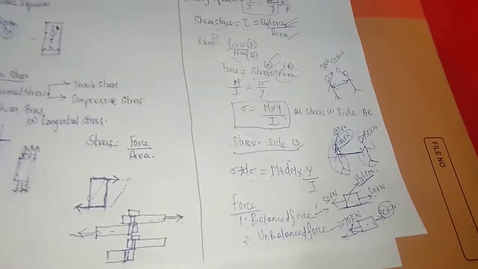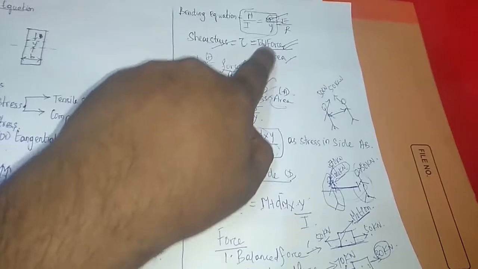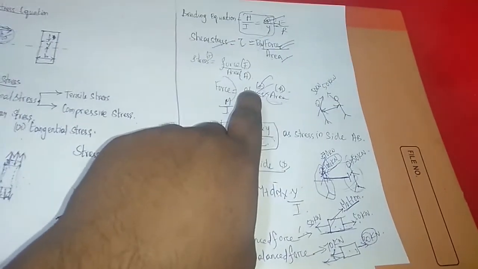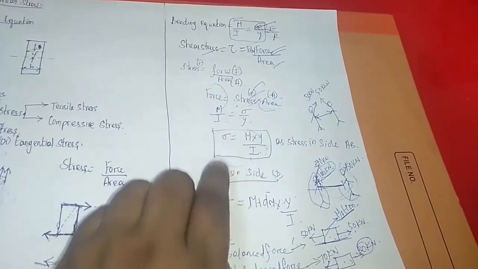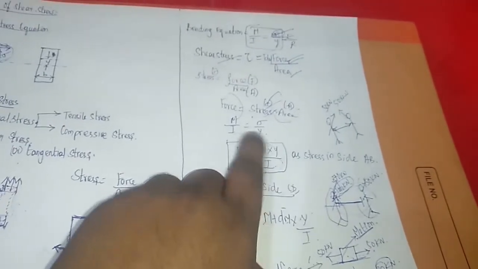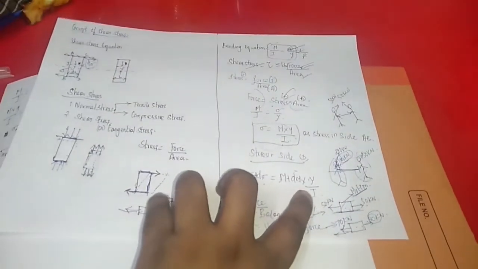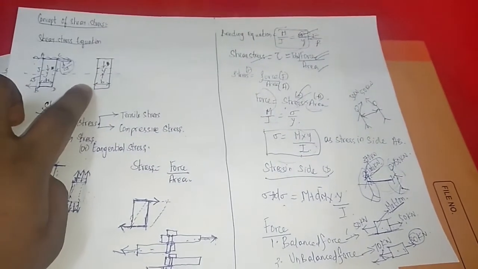Okay, so now we are going to see the unbalanced force. We want to find the total force, because we need it to find the shear stress equation. Force is nothing but stress into area. Stress we have taken from the bending equation: M by I is equal to sigma by y, so sigma is equal to M into y by I. This sigma, M into y by I, is the stress acting on the side AB, and sigma plus d sigma, equal to M plus dM into y by I, is acting on the side CD. You understand? Side CD.